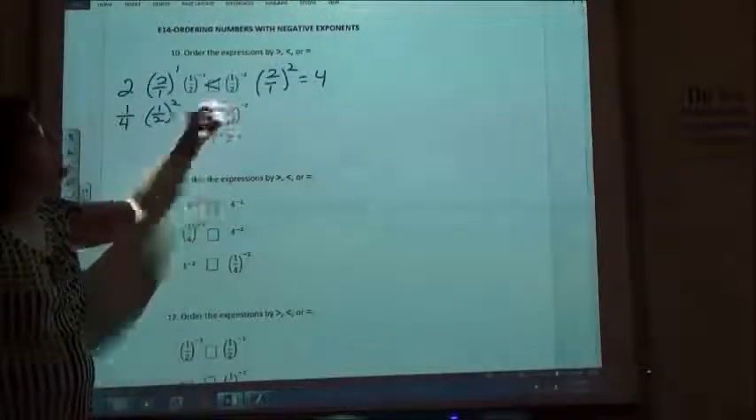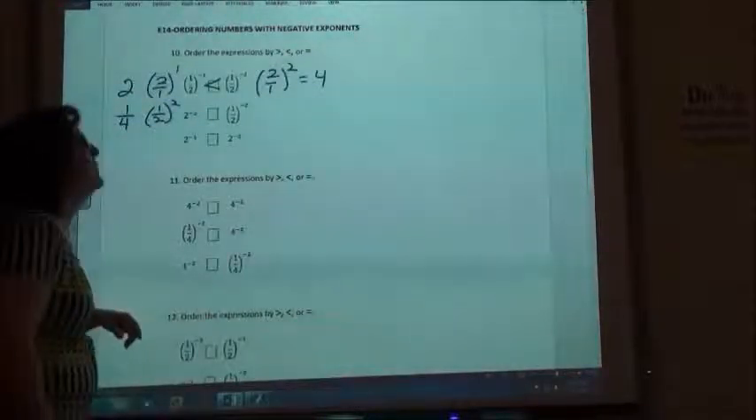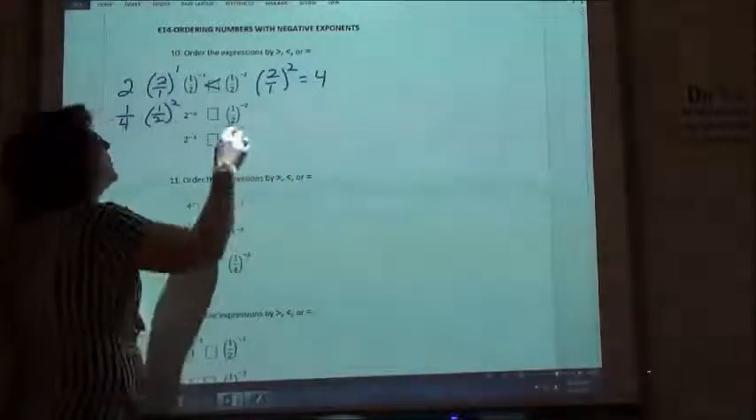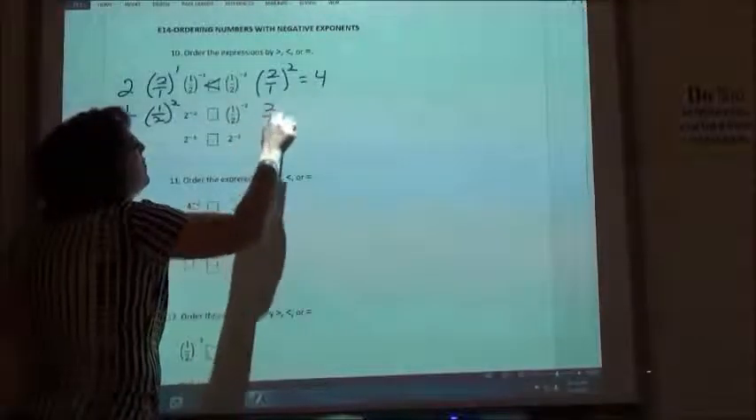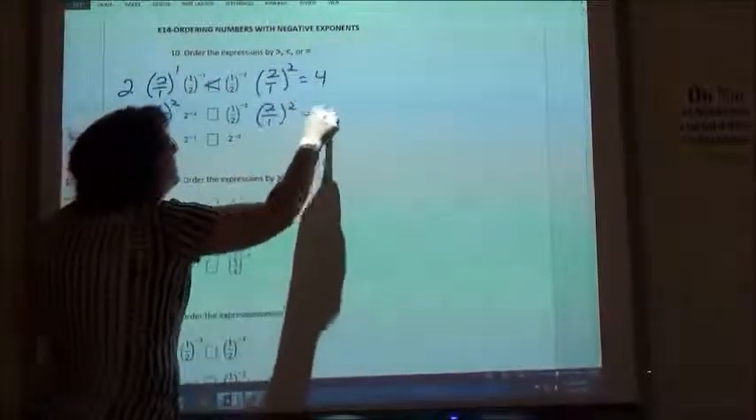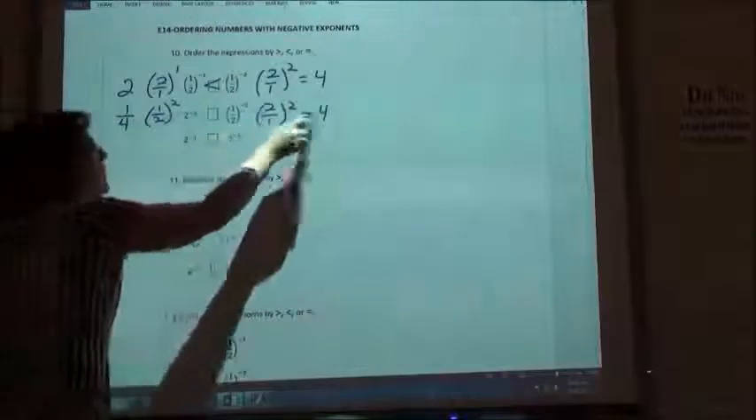If I do 1/2 to the -2, it's going to be less than 4, because this is going to be 2 over 1 squared, like the top one, and I'm going to get 4, and 1/4 is going to be less than 4 then.